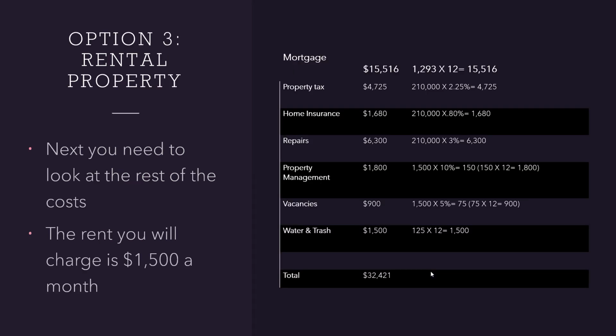Next, you need to look at the rest of the costs that go into this. First off, the rent you charge when you rent it to someone will be $1,500 a month. As you can see on the right, the mortgage will be $15,516. Property tax will be $4,725. Home insurance will be $1,680. Repairs will be $6,300. Property management will be $1,800. Vacancies will be $900. Water and trash will be $1,500. And this rounds up to a total of $32,421.